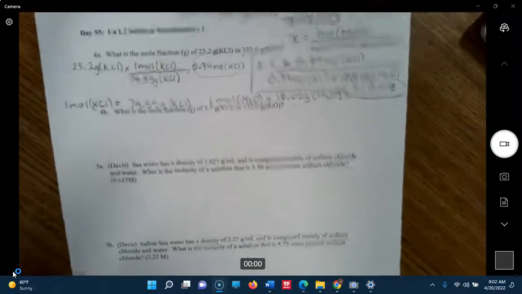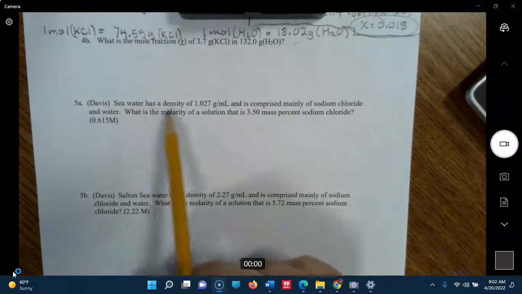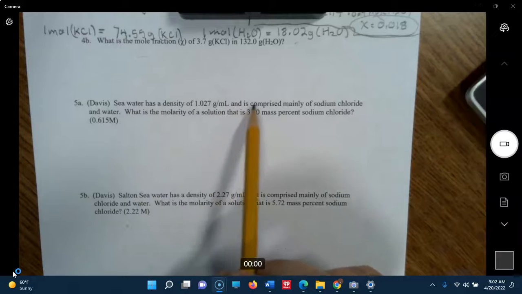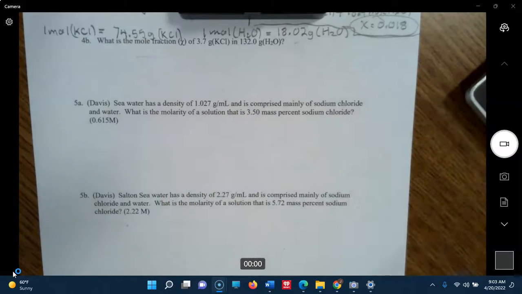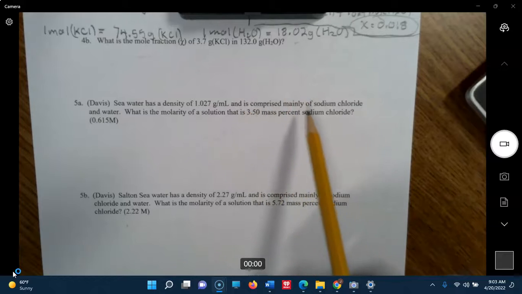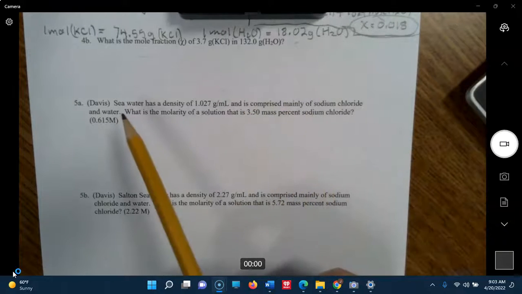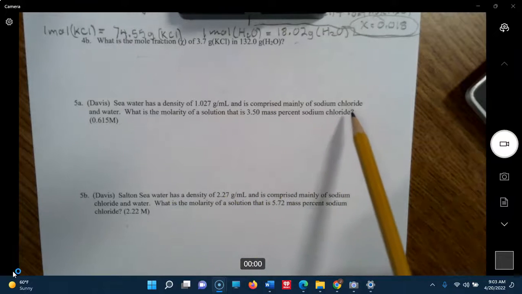Okay, 5A. This one's a challenge. Okay. And I gave you a B and a C for this as well. All right. So, seawater has a density of 1.027 grams per milliliter. So that's mass over volume. That's what density is. How much mass, how much matter you're stuffing into a certain amount of volume, a certain amount of space. That's what grams per milliliter means. Okay, and is comprised mainly of sodium chloride, so it's basically NaCl and water. What is the molarity of a solution that is 3.5 mass percent sodium chloride?